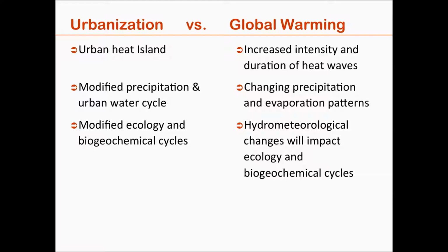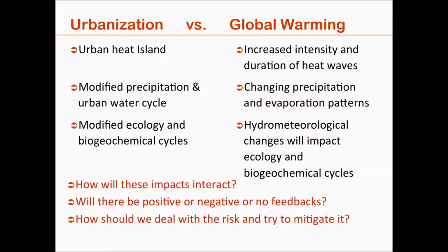So in addition to the heating of the city by the urban heat island, we also know that global warming is going to lead to an increase in the intensity and duration of heat waves. We know that global warming will also modify the hydrology, the ecology and the biogeochemistry. And so at some level, we need to understand how these impacts on temperature, hydrology, ecology and biogeochemistry interact, whether there will be positive, negative or no feedbacks between them, and how we should deal with the risk and try to mitigate it.